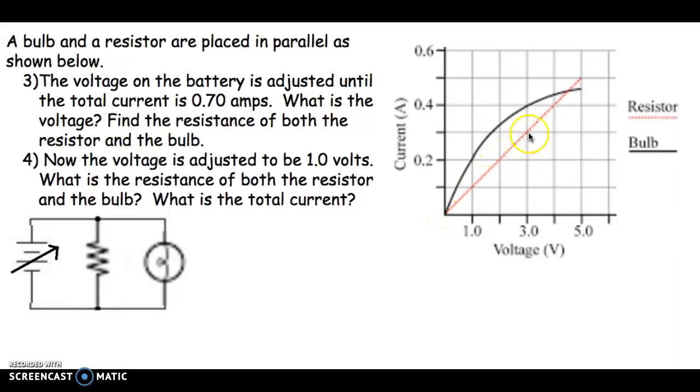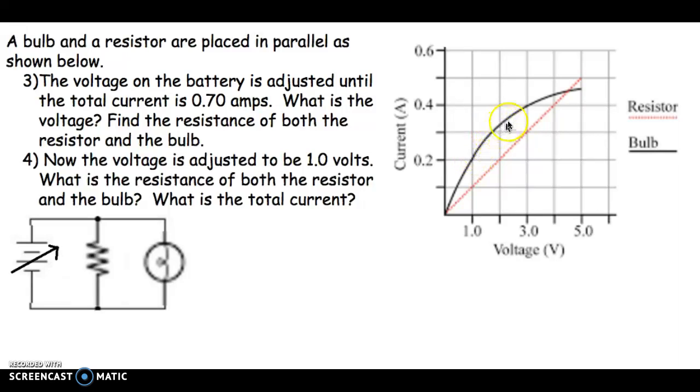If we pick any value here, for example, 3 volts and 0.3 amps, we end up getting 10 ohms. No matter where we are on this red line, for the resistor, we are going to get 10 ohms each time. Excellent. For the light bulb, we have a varying resistance. So for example, on this curved line, if we check here where we had 1 volt, we only had 0.2 amps. So that's going to be 5 ohms.